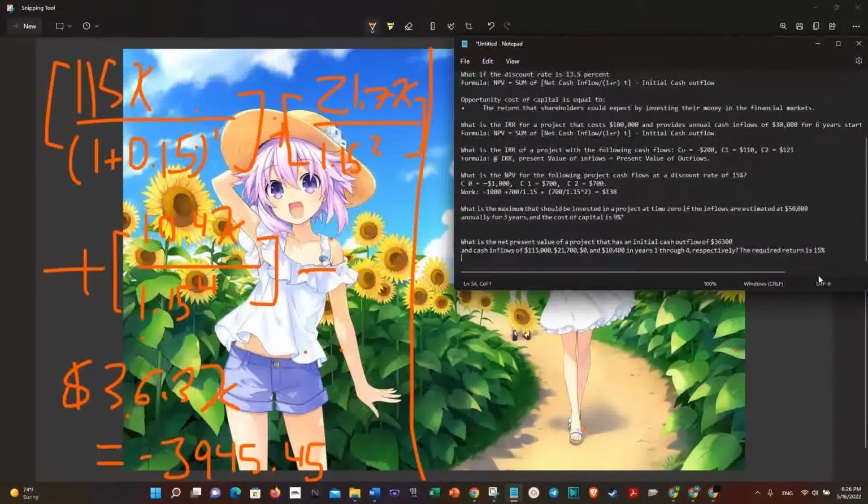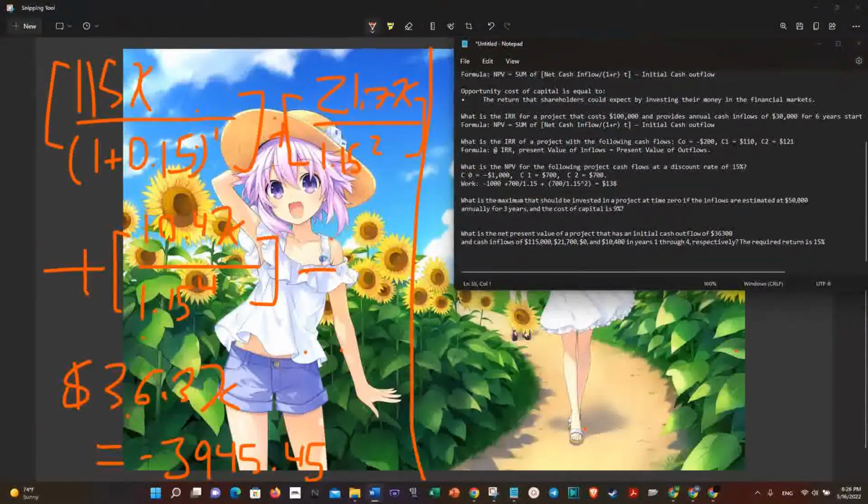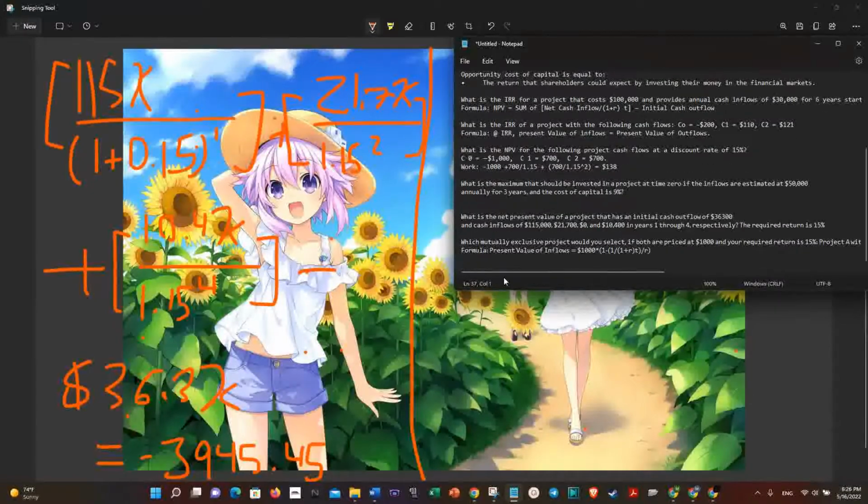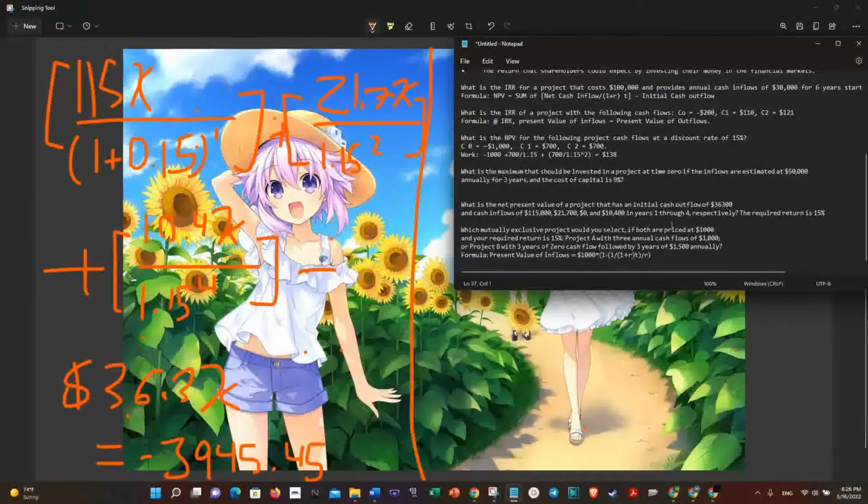All right. Next question. And that question is this one. Okay. Control copy, control paste. Which mutually exclusive project would you select if both are priced at 1,000 and your required return rate is 15%? Project A with 3 annual cash flows of $1,000, or Project B with 3 years of 0 cash flow followed by 3 years of 1,500 annually.